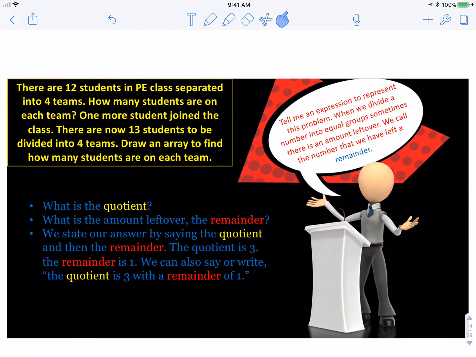So what is the leftover amount? What's the remainder? 1. We state our answer by saying the quotient and then the remainder. The quotient is 3. The remainder is 1. We can also say or write the quotient is 3 with a remainder of 1.